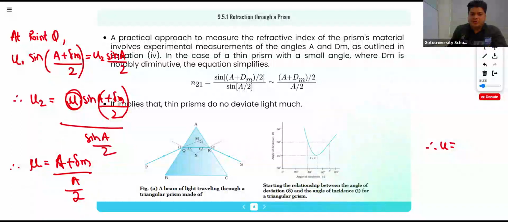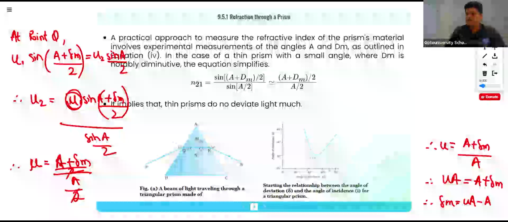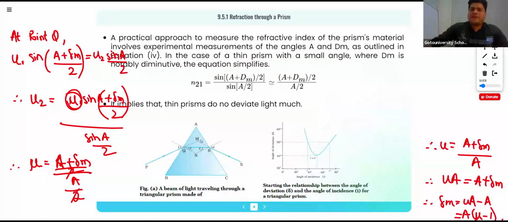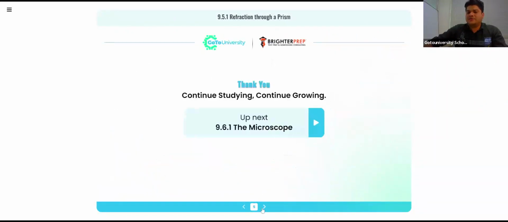We have one more thing. We have 2 also. This 2 and 2 will get cancelled, so you can write mu is equal to (A plus delta M) upon A. So therefore mu A is equal to A plus delta M. Delta M is equal to mu A minus A. So your delta M will be equal to (mu minus 1) A. Okay, this is the thing. This is the derivation. This is how that formula comes.